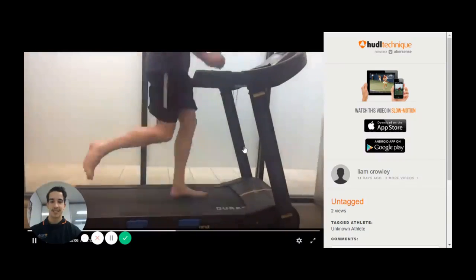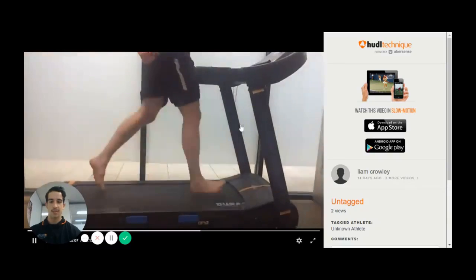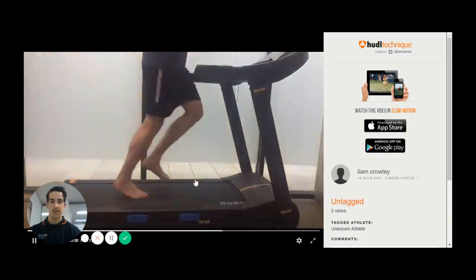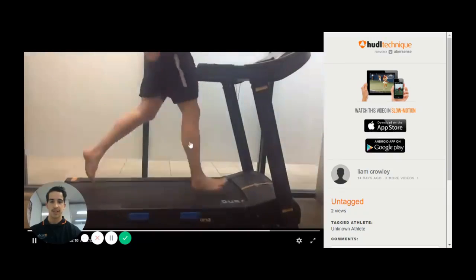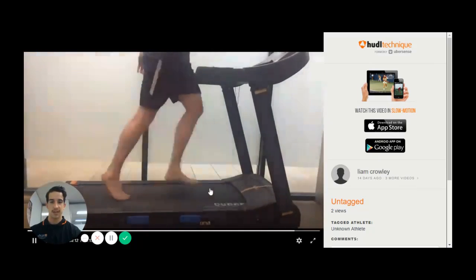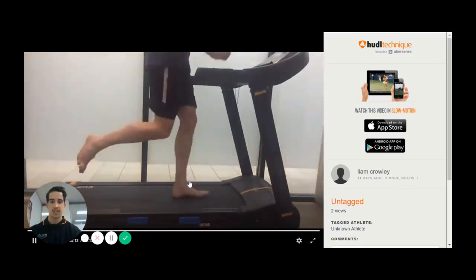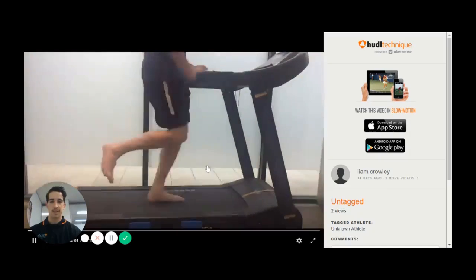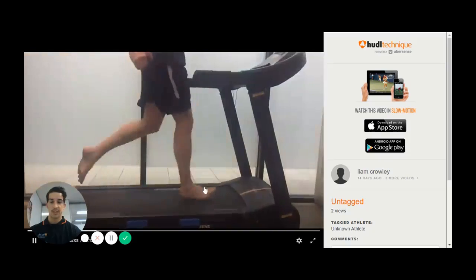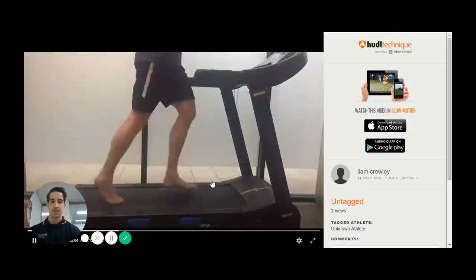So this is our second runner. We can see the way this runner is running on the treadmill is having that big overstriding pattern. We can see the heel is landing well out in front of the body here and quite a long step length. What that does is just increase the force coming back up the leg, and if you could listen to this runner running, you'd probably be able to hear quite a lot of scuffing on the treadmill.